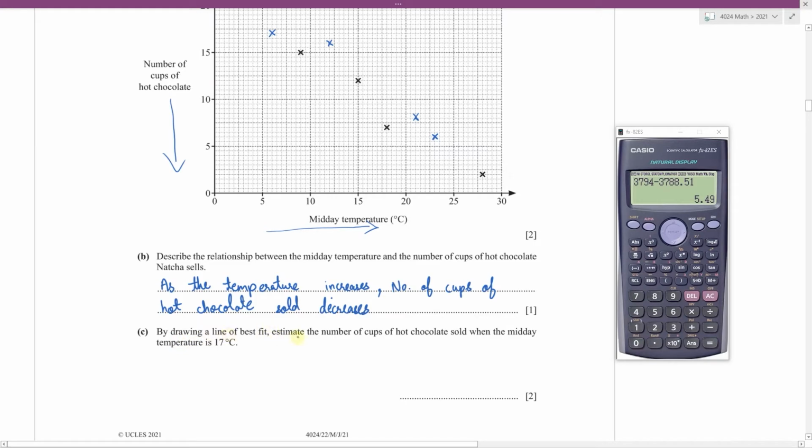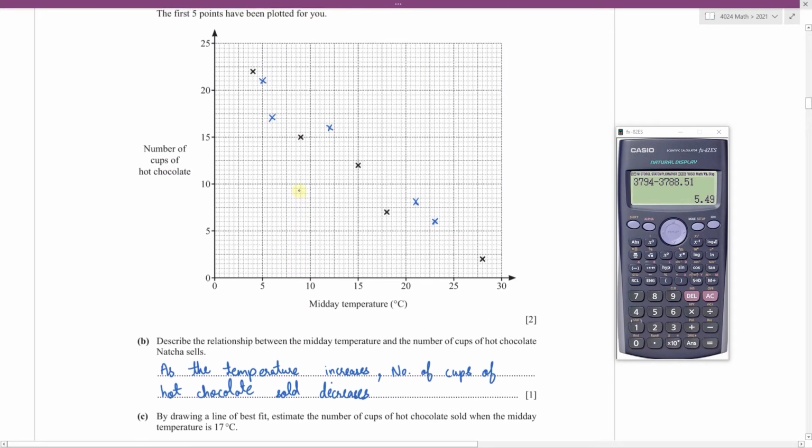By drawing a line of best fit, estimate the number of cups of hot chocolate sold when midday temperature is 17 degrees Celsius. So now you have to first draw a line of best fit and then read the value when temperature is 17 degrees Celsius. So to draw the line of best fit, you have to ensure that you have almost same number of points on either side of the line, and the line passes through the middle sort of. So this will be my line here.